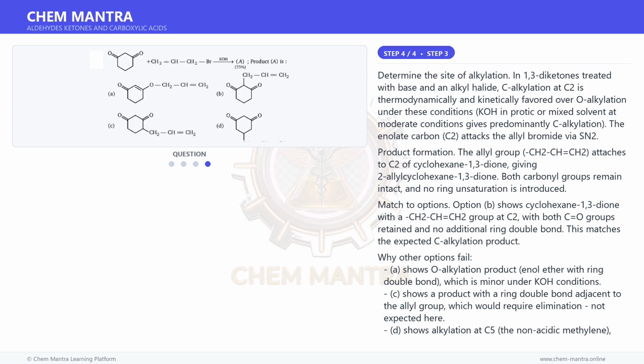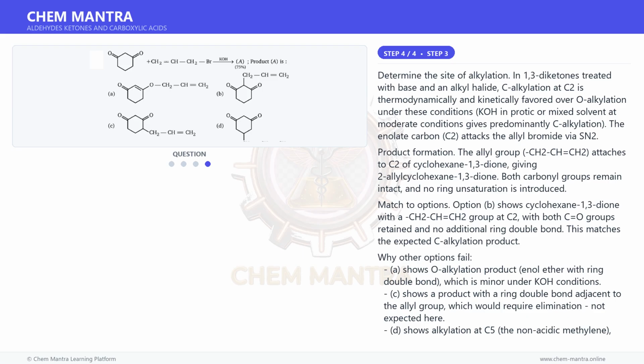In 1,3-diketones treated with base and an alkyl halide, C-alkylation at C2 is thermodynamically and kinetically favored over O-alkylation under these conditions. KOH in protic or mixed solvent at moderate conditions gives predominantly C-alkylation. The enolate carbon, C2, attacks the allyl bromide via SN2.